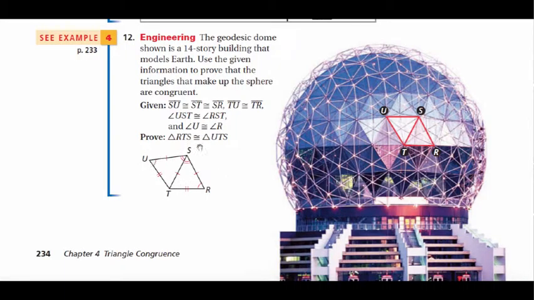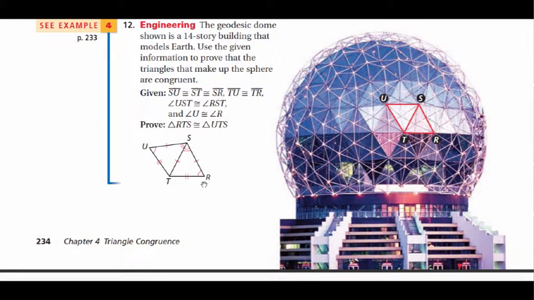We know that angle UST is congruent to angle RST, and we know that angle U is congruent to angle R. So it looks like the only thing left to prove is that this angle UTS is congruent to this angle RTS. Well, they have to be equal, and the reason is the third angles theorem.